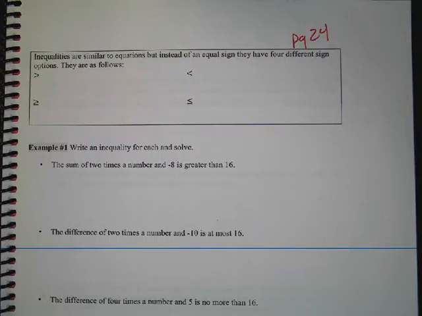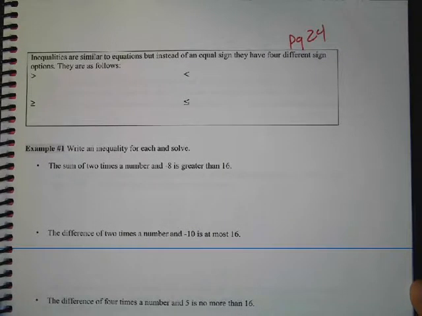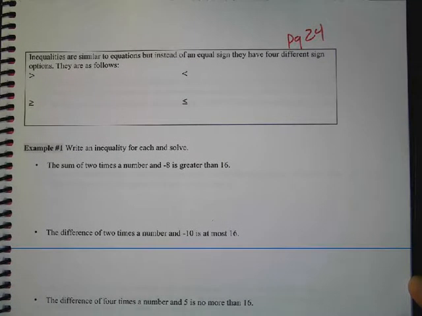Hello, students. Here we have day 10 of using inequality to solve problems. We're on page 24. We just went over an opening exercise.